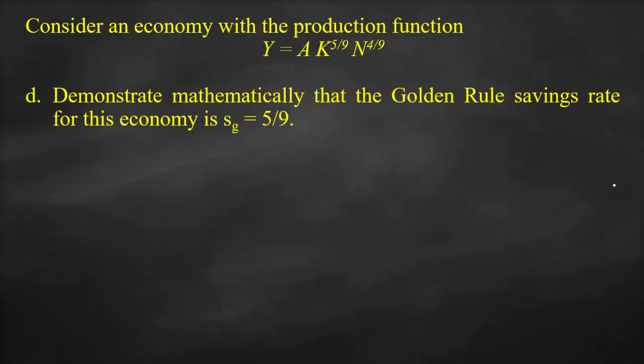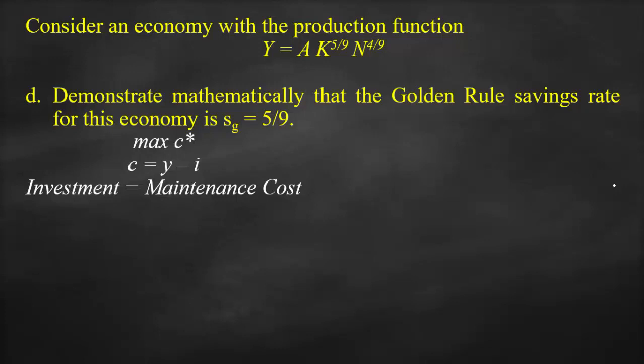So let's do it mathematically. In order to get maximum C, I know that our C is equal to little y minus little i, which means output per capita minus investment per capita. So at the steady state, we know that investment is equal to maintenance cost. Let's write the function of investment. So it's the saving rate multiplied by our output function, which is a function of k, equals maintenance cost, which is the depreciation rate plus population growth multiplied by capital.